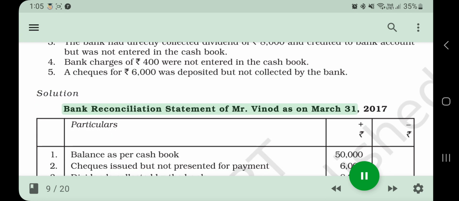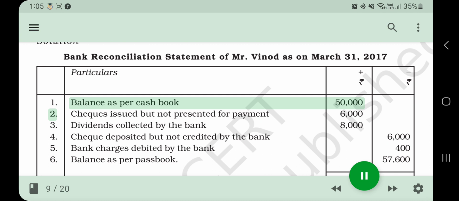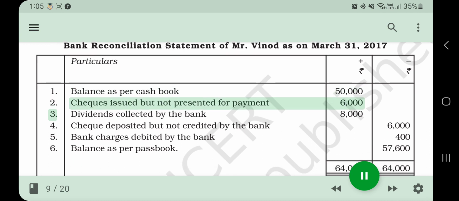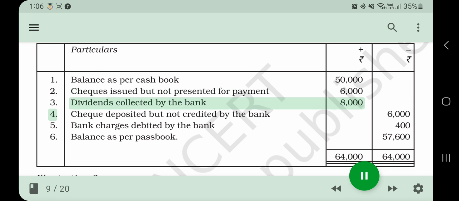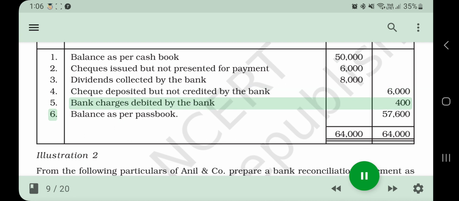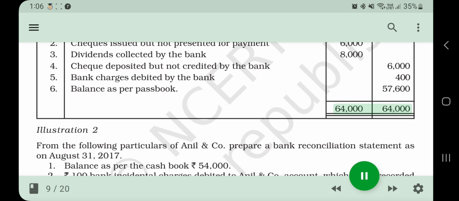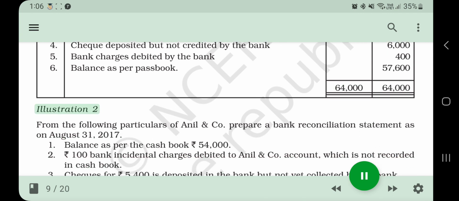Solution. Bank reconciliation statement of Mr. Vinod as on March 31, 2017. Particulars. 1. Balance as per cash book 50,000. Checks issued but not presented for payment 6,000. Dividends collected by the bank 8,000. Check deposited but not credited by the bank 6,000. Bank charges debited by the bank 400. Balance as per passbook: 57,600.